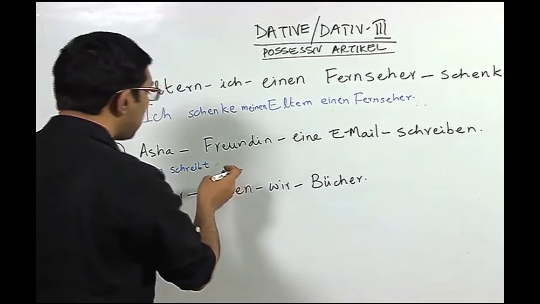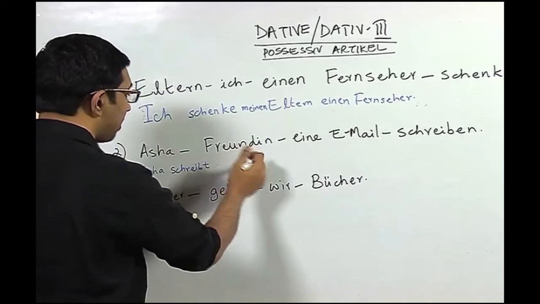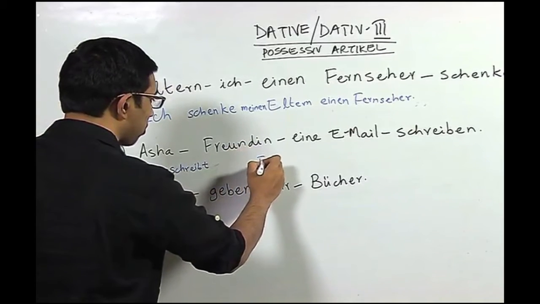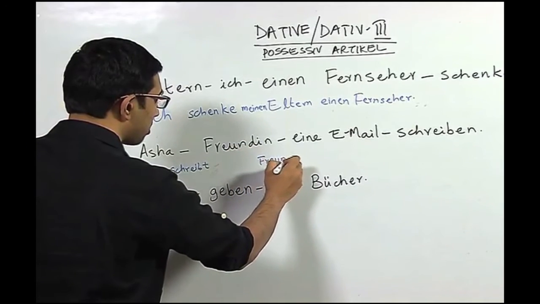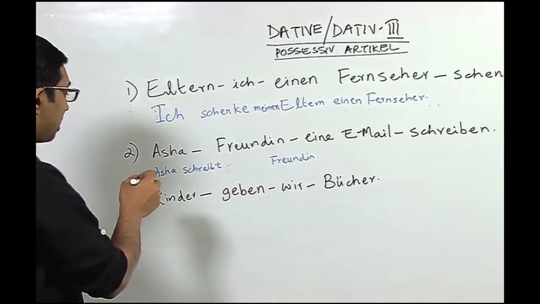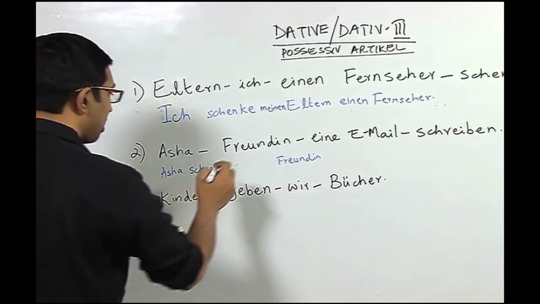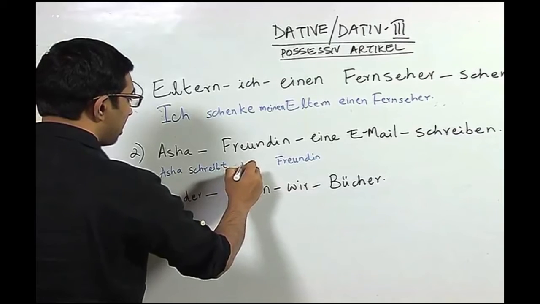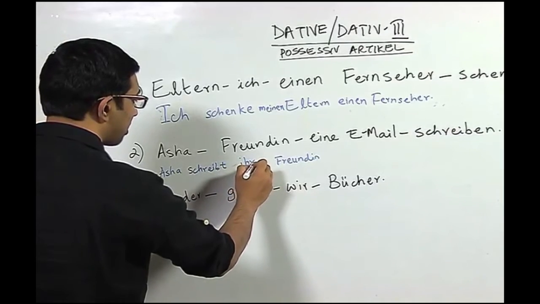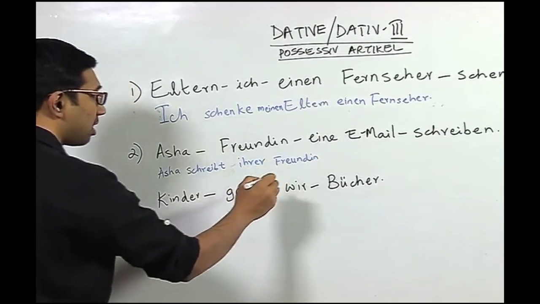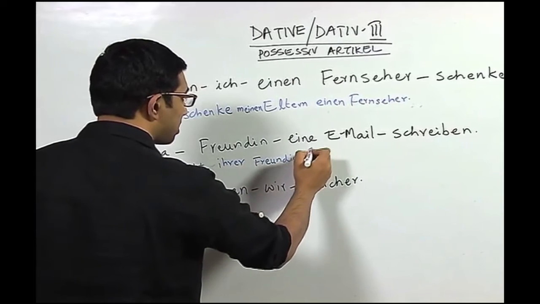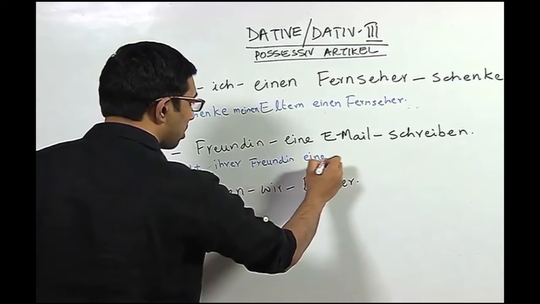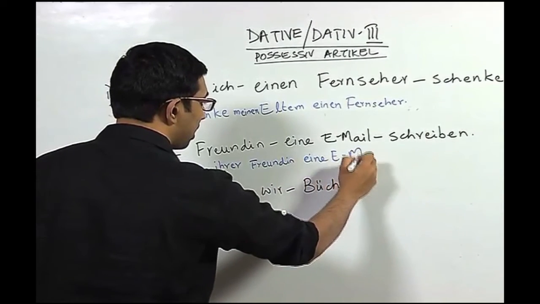Now, we need the dative element here. We have the dative noun here, which is Freundin, which is a female Freund. So, we need the personal pronoun sie, and from the personal pronoun sie we deduce the possessive article ihr, and in dative ihre becomes ihrer Freundin. Now, we need the accusative here, which is eine E-Mail.